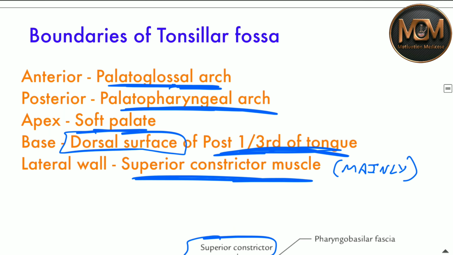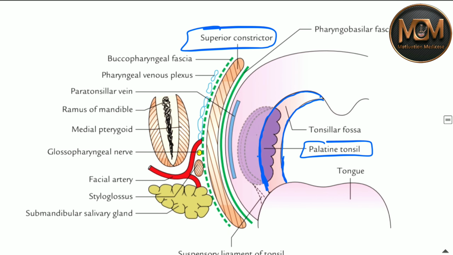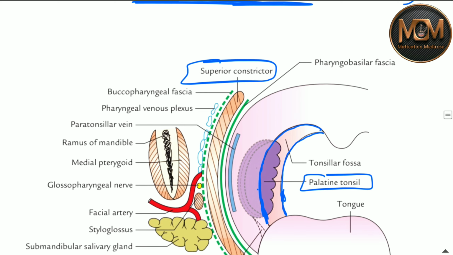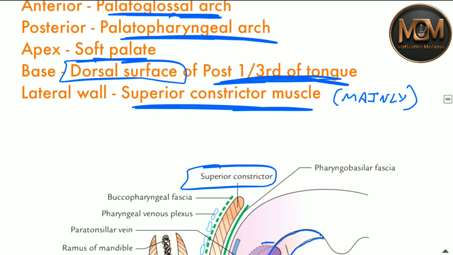So these are the boundaries. Anteriorly is the palatoglossus arch, posteriorly the palatopharyngeus arch, at the apex the soft palate, at the base the posterior one third of the tongue, and laterally the superior constrictor muscle mainly.